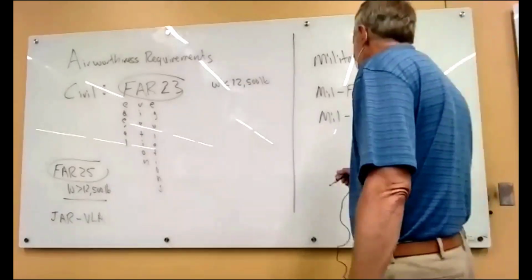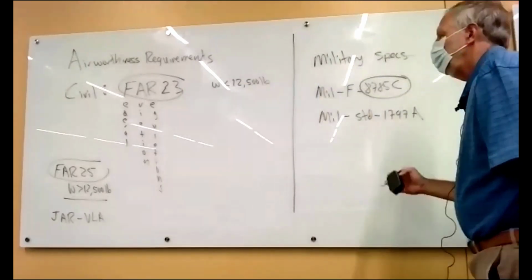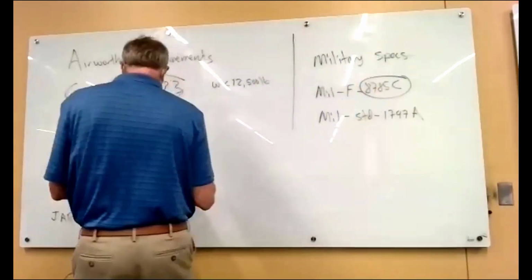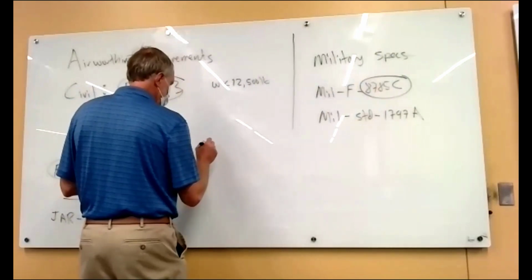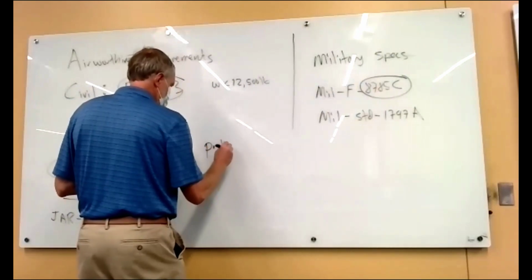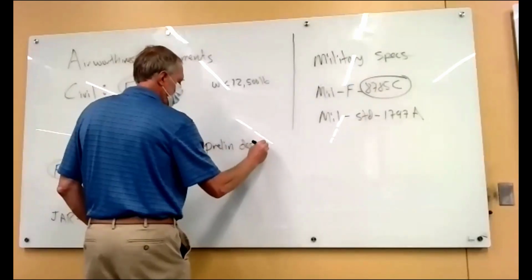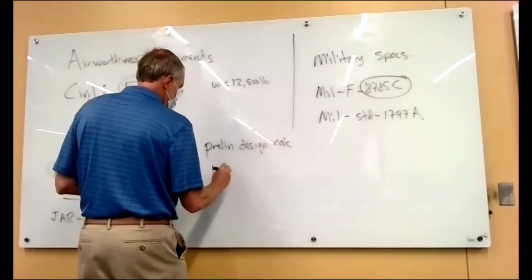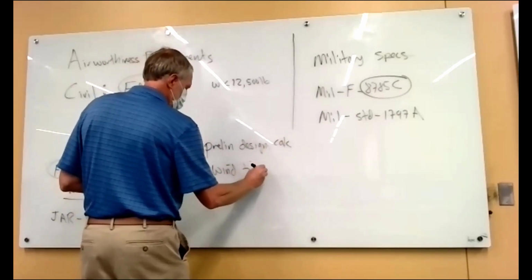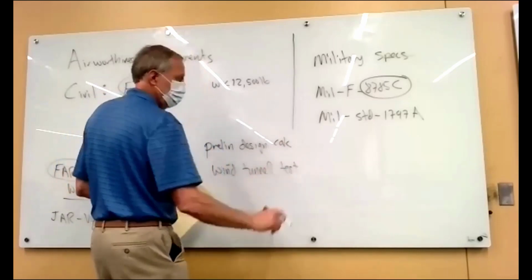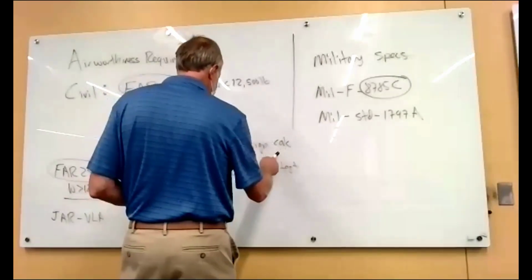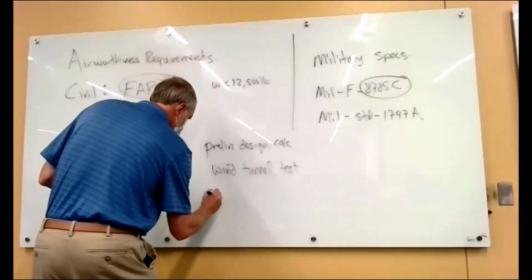And the way that we show that we satisfy either the FAR Part 23 or the mil specs, it's all done the same way, is you do preliminary design calculations, and then you build a wind tunnel model, because you can do that. And think about the Wright brothers, right? They tested their airfoils in a wind tunnel before they flew. So you do preliminary design calculations, wind tunnel test. You do what we're doing in here.